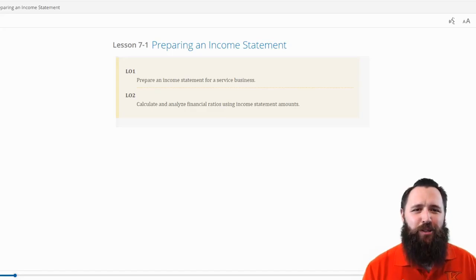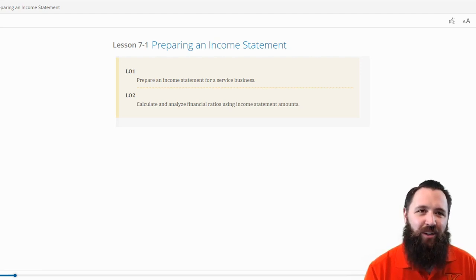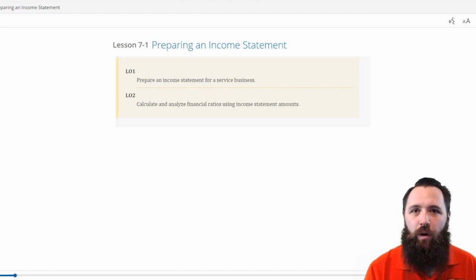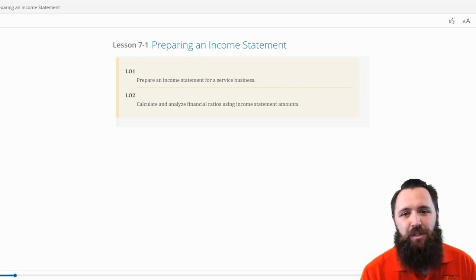Intro to Accounting, Mr. Roberts here, and we are almost to the end of this accounting class. We only have Chapter 7 and Chapter 8 left, and they're both pretty small. And everything we do in Chapter 7 is building on what we did in Chapter 6 with our worksheet that we completed. So today we're going to be preparing an income statement.